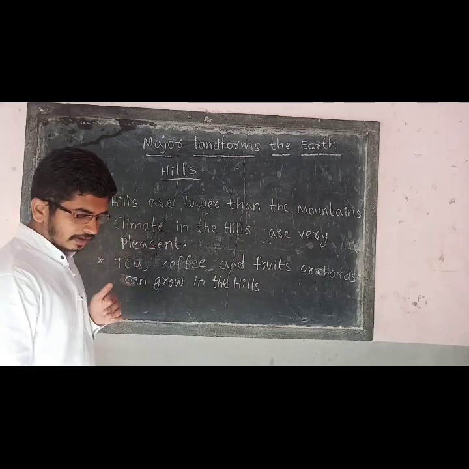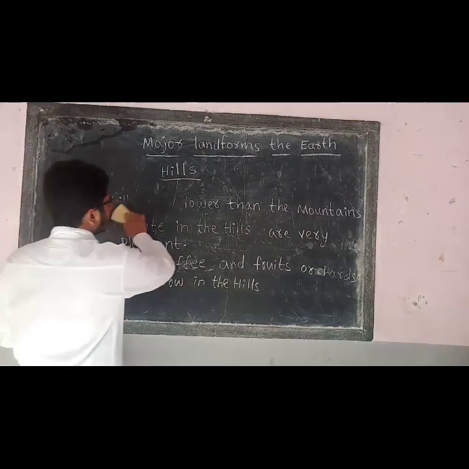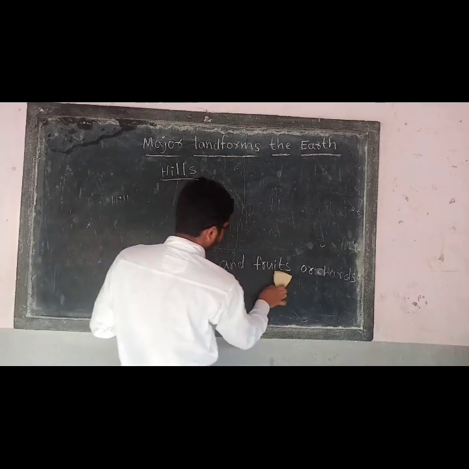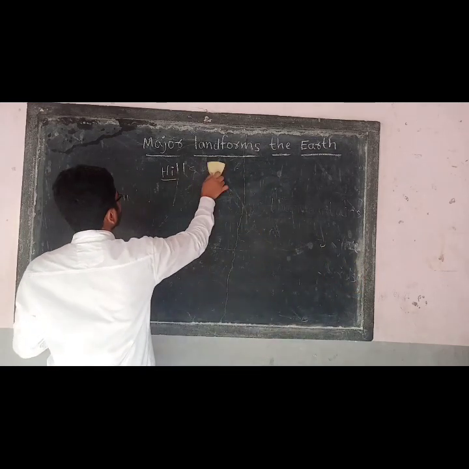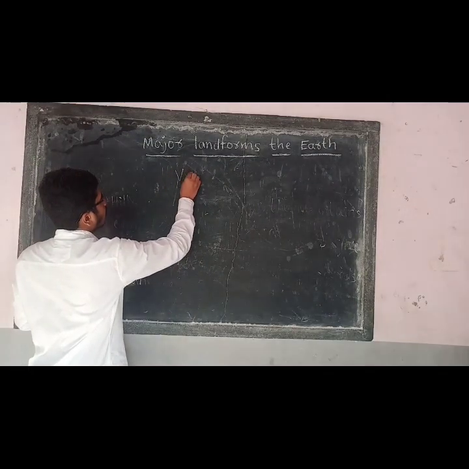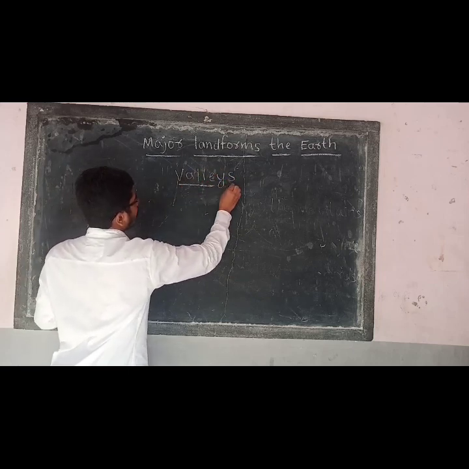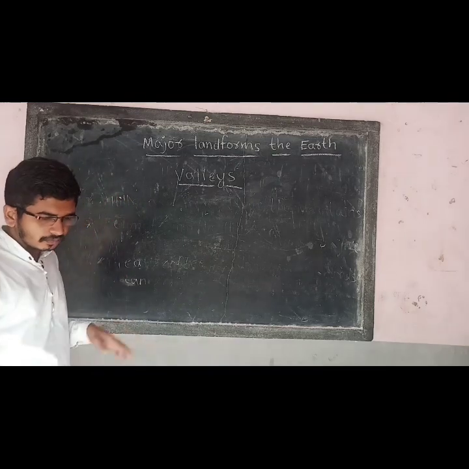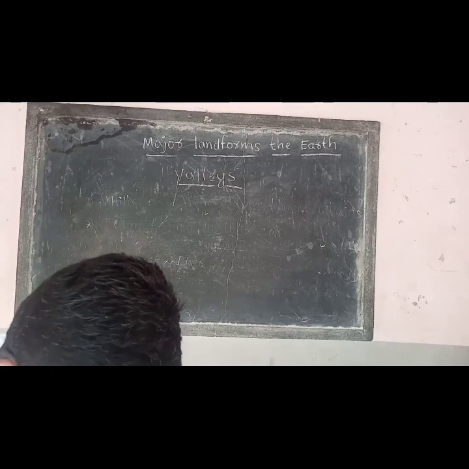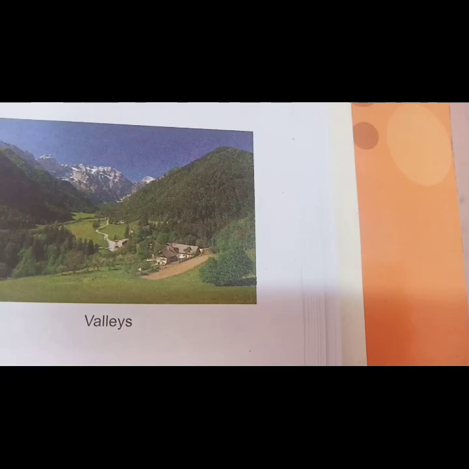Next we will learn about the valleys. Okay. First I said the third point. Now you check the fourth point. Better you keep the heading. Heading is important. So now you write valleys. What is it? Valleys. So now valleys, you can see the picture first. What are valleys? You can see the picture here.